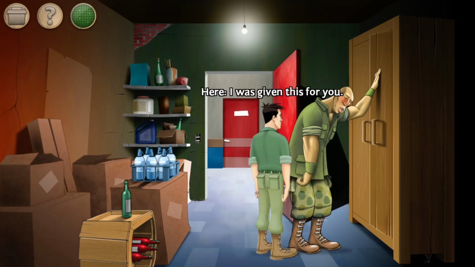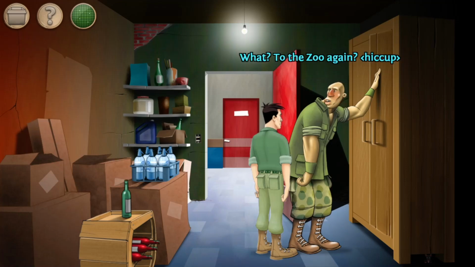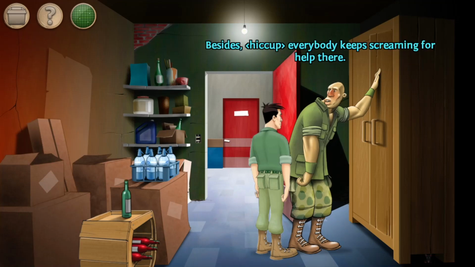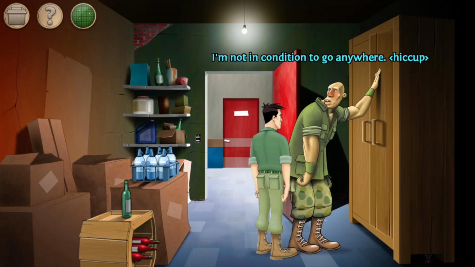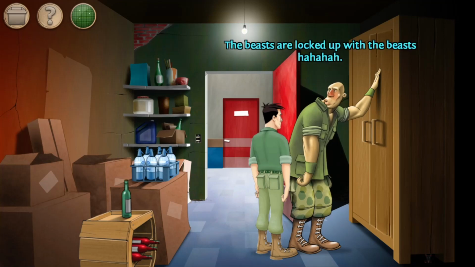Here, I was given this for you. What? To the sewer again? It's full of animals. It smells like lion piss. Besides, everybody keeps screaming for help there. Well, if you don't want to go, I can go instead. Thanks. I'm not in condition to go anywhere. The zoo, then. Yeah. The beasts are locked up with the beasts.